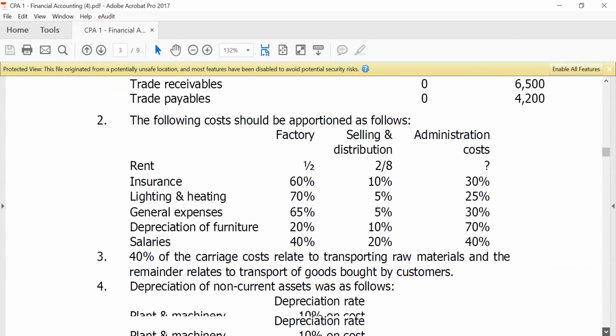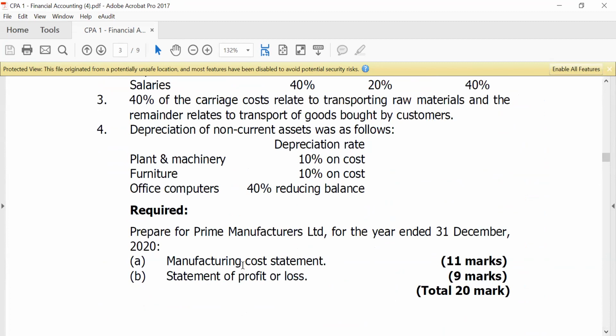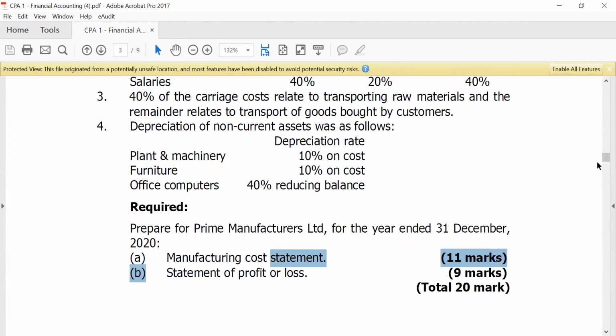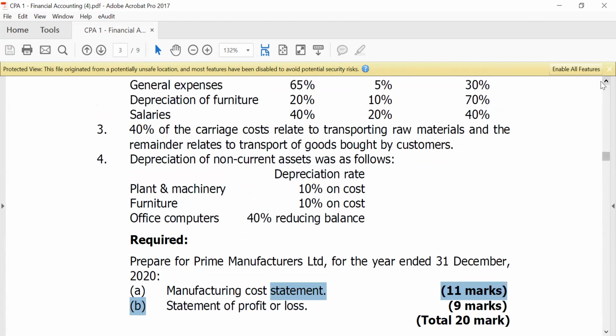Let's just go down to the last. This question is asking us to prepare, for Prime Manufacturers for the year ended 31st December 2020, a manufacturing cost statement and a statement of P&L. When we are dealing with manufacturing accounts, the manufacturing cost statement is the one that we prepare first, before the statement of profit and loss. It is intended to help us determine the cost of goods that are produced.